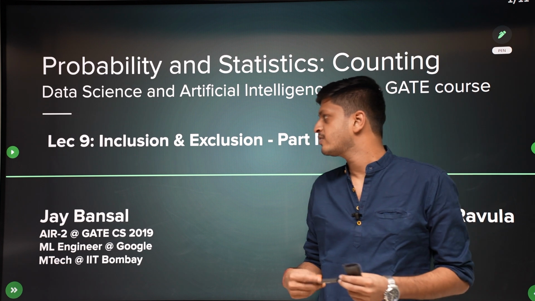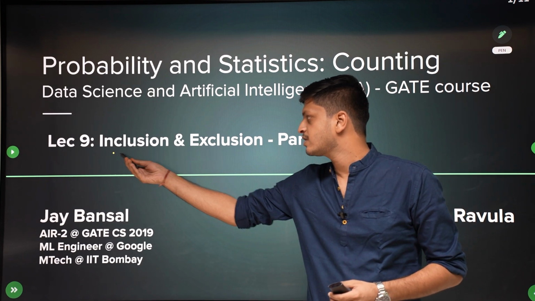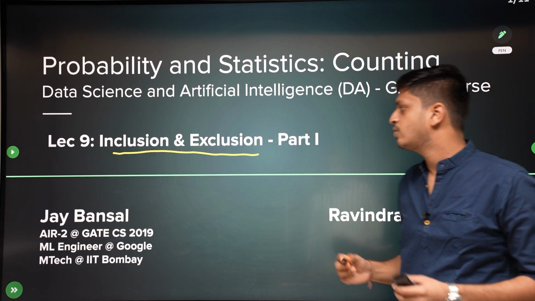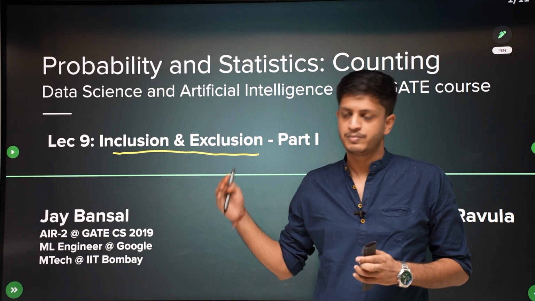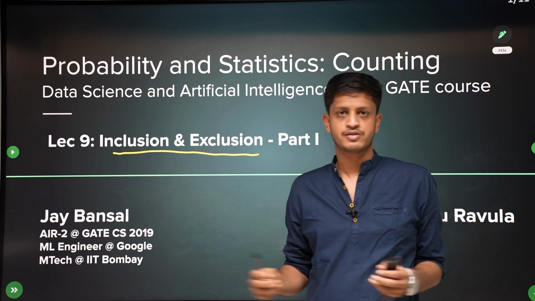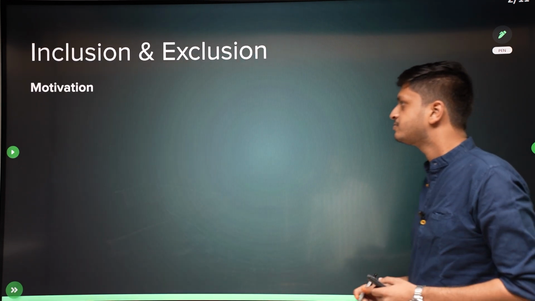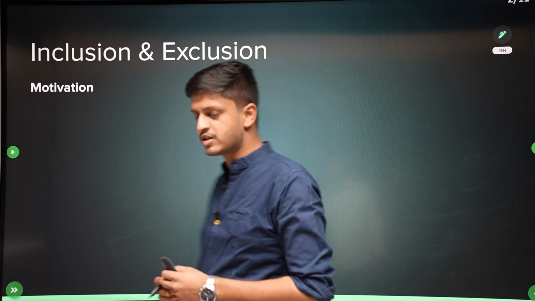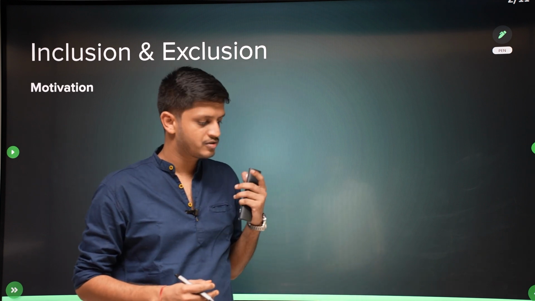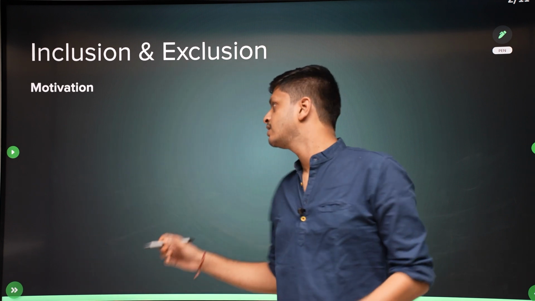In this lecture we will see the principle of inclusion and exclusion. It is very core and fundamental to counting in general. So we will see this principle. Firstly, talking about the motivation: the motivation of inclusion and exclusion comes from set theory.